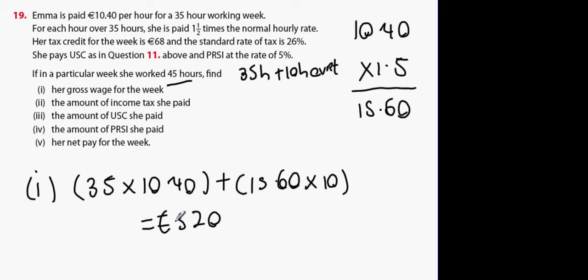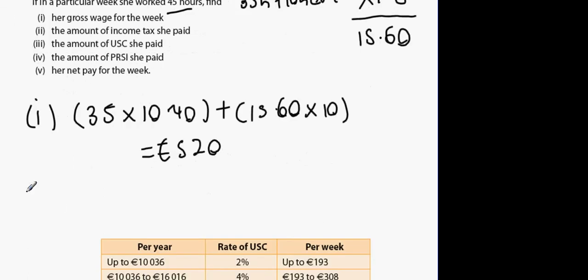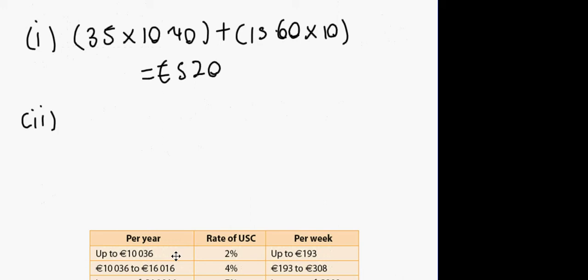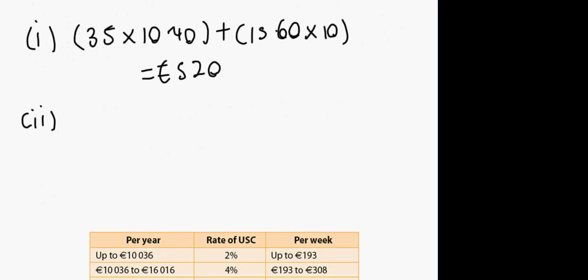Okay. Now, there's a standard tax of 26%. So the amount of gross tax she pays is 26% of this number. So what we're going to do next is get 26% of 520. 520 multiplied by 26 over 100. What do we get?